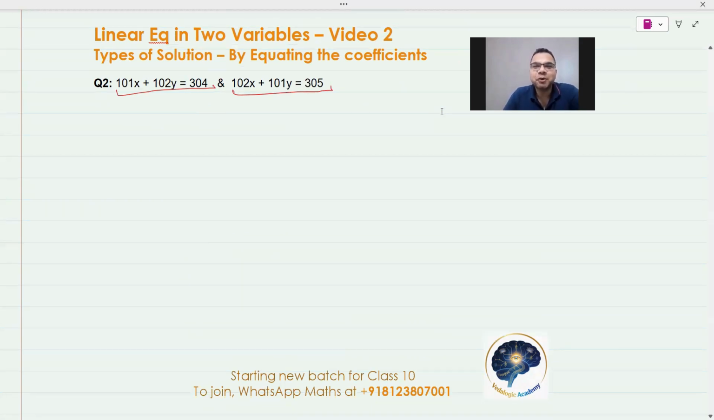So what we are going to do here is equate the coefficients. So what are the coefficients? The coefficient is whatever is written along with the variable. In this particular term, the coefficient is 101. 101 into x is 101x. Okay. So we are going to bring the coefficients of the variables to be the same and use that to solve the equations to get the values of x and y. Okay. So how are we going to do this?